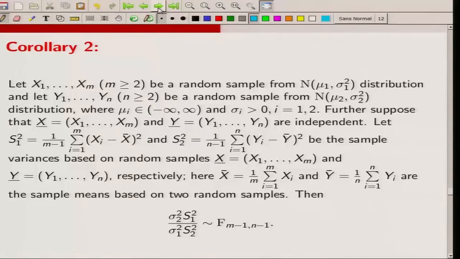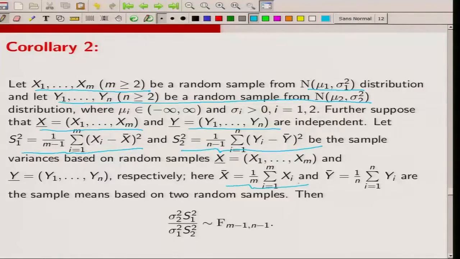Let us do another example. Suppose you have a sample x1, x2, ..., xm from normal(mu 1, sigma 1 square). You have another sample y1, y2, ..., yn from normal(mu 2, sigma 2 square). Further, suppose that the two samples are independent. So I have taken two samples, one of size m, one of size n, independently, and both these samples are random samples. Define s1 square as the sample variance based on the first sample, and s2 square as the sample variance based on the second random sample.